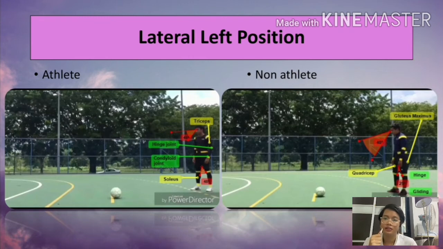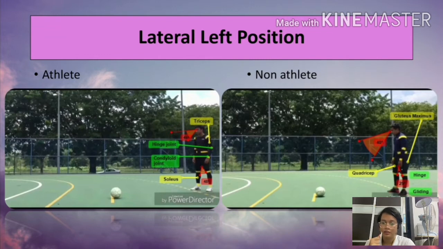Alright, next is the lateral left position. This position is the same as the lateral right position, but as you can see in the picture, the athlete standing point is a bit off center from the ball, while the non-athlete is centered to the ball. This is because the athlete wanted to have some speed and distance during shooting the ball, while the non-athlete is just more to kicking the ball.